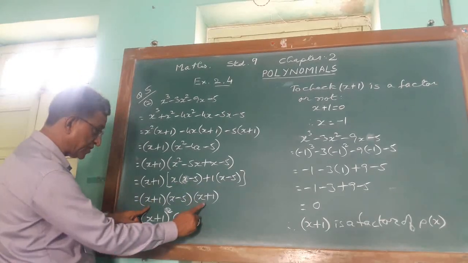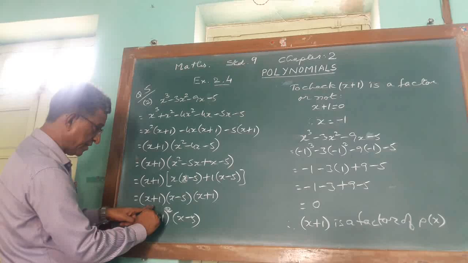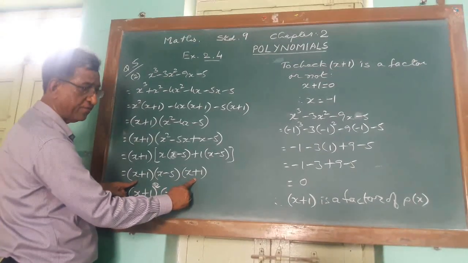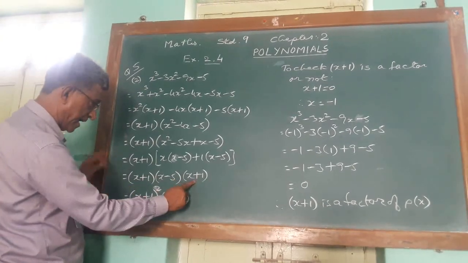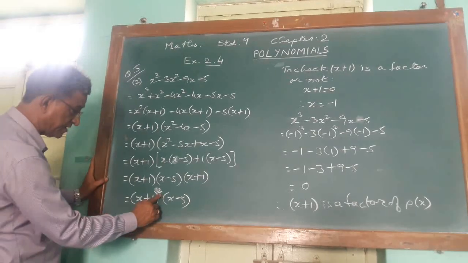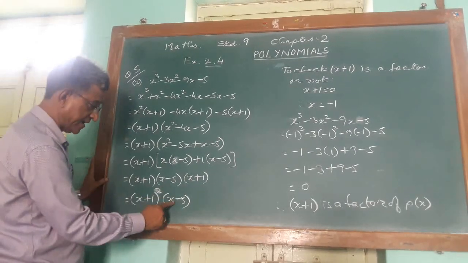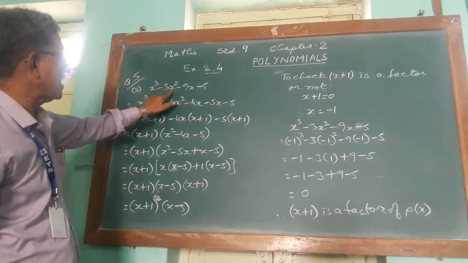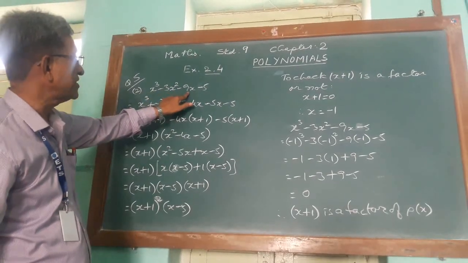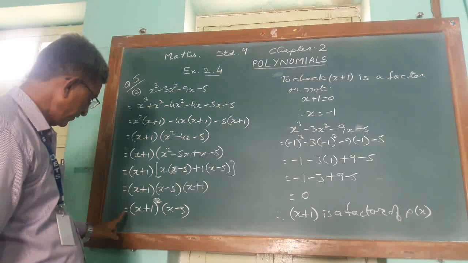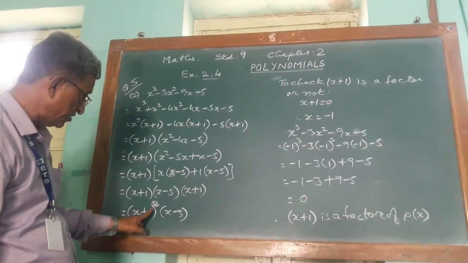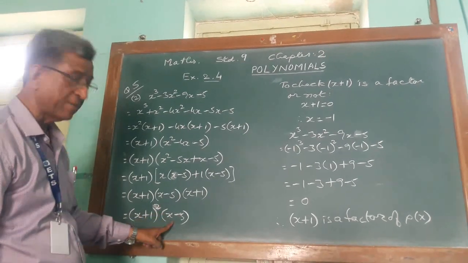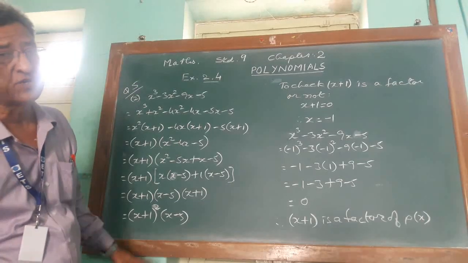You can see x plus 1 is 2 times. You can write like this also. But to further simplify, x plus 1 2 times, so you can write x plus 1 whole square, x minus 5. So factors of x cube minus 3x square minus 9x minus 5 is equal to x plus 1 whole square into another bracket x minus 5. So this is the answer.